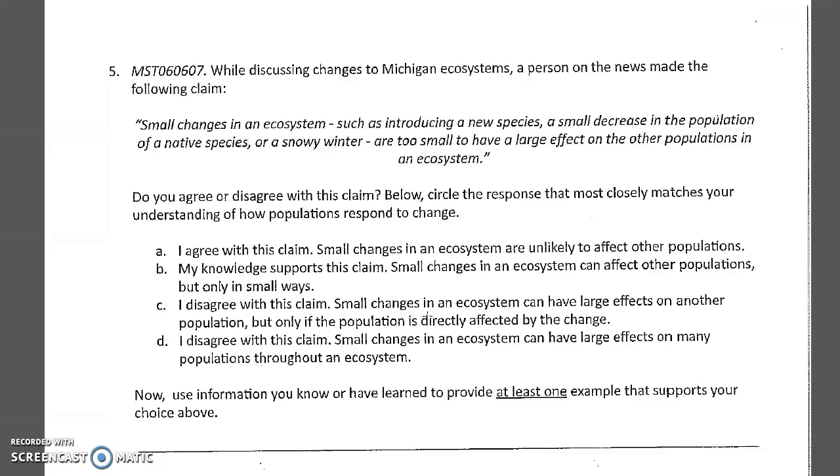1. I agree with this claim. Small changes in an ecosystem are unlikely to affect other populations. B. My knowledge supports this claim. Small changes in an ecosystem can affect other populations, but only in small ways. C. I disagree with this claim. Small changes in an ecosystem can have large effects on another population, but only if the population is directly affected by the change. D. I disagree with this claim. Small changes in an ecosystem can have large effects on many populations throughout an ecosystem. Now, use information you know or have learned to provide at least one example that supports your choice above.